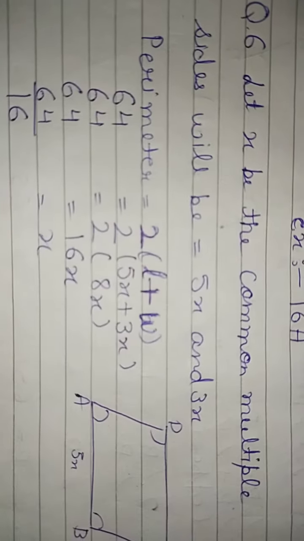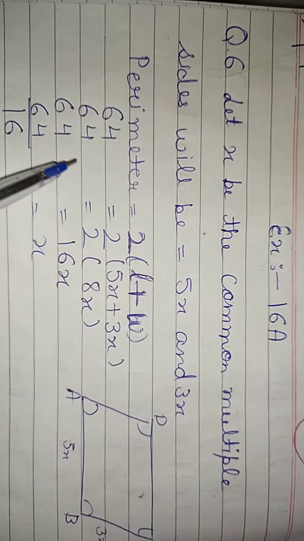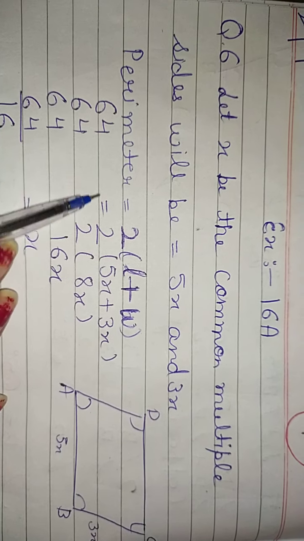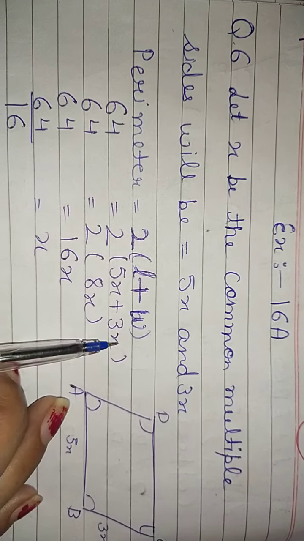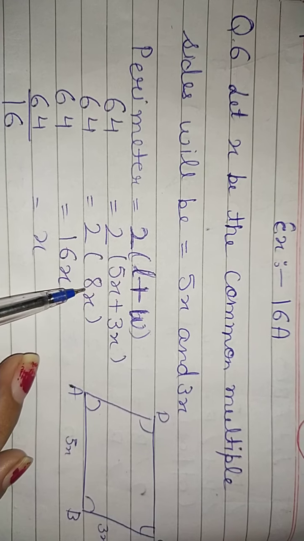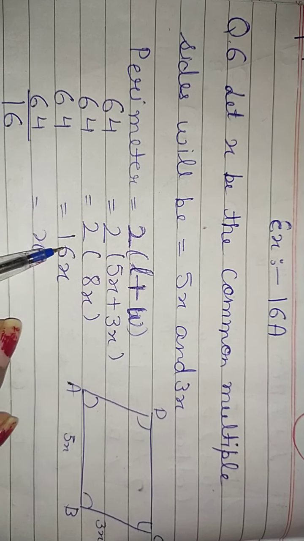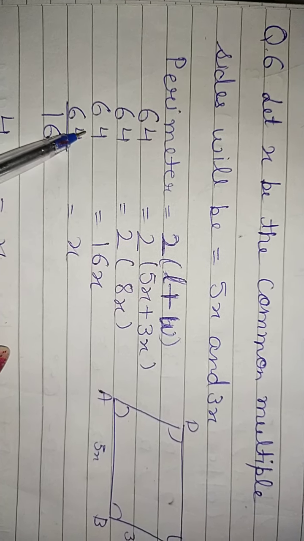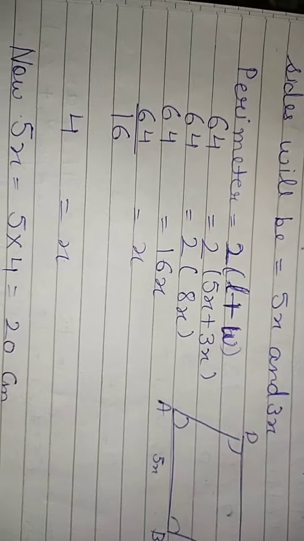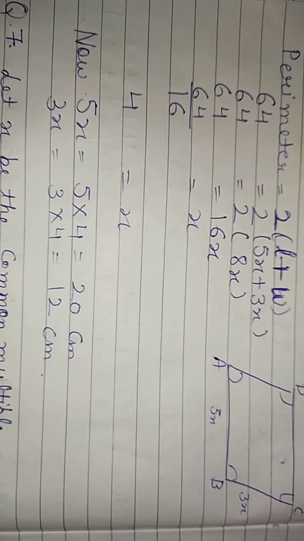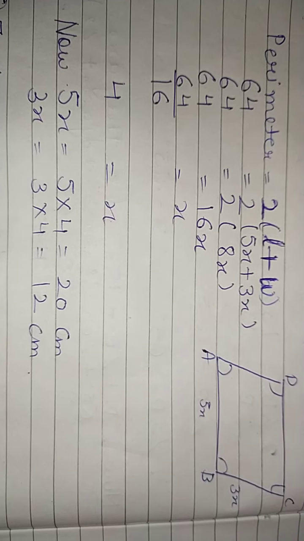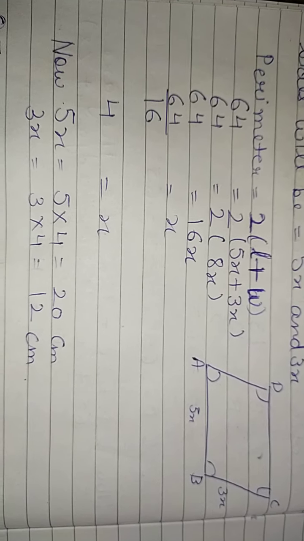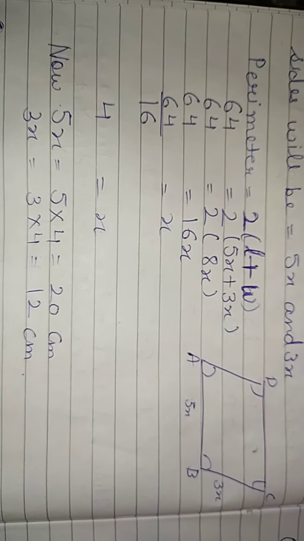Now perimeter is also given to us, which is 64, and we will just put these values in the given equation. 64 is equals to 2 into 5x plus 3x. 5x plus 3x is 8x. 2 8s are 16x, therefore what will be the value of x? 64 divided by 16. Thus the value of x is 4. Now you can find out the value of each side. 5x comes out to be 20 centimeter and 3x comes out to be 12 centimeter.